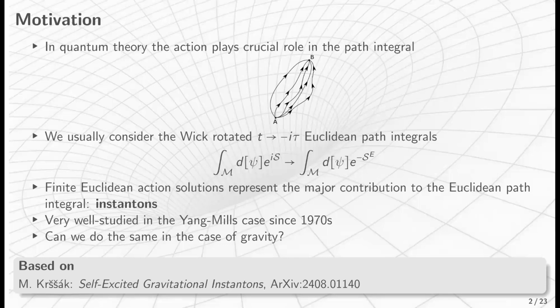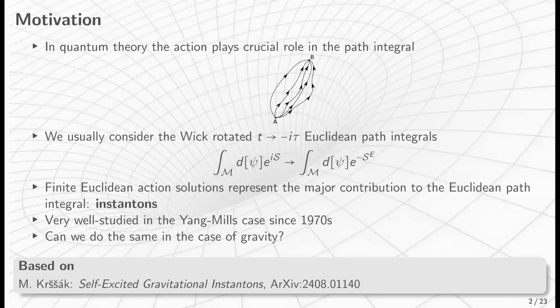So when you see this Euclidean path integral, you can immediately see that only those solutions of your field theory which have finite Euclidean action will contribute. In a semi-classical approximation, they will have the major contribution to this Euclidean path integral, and they will be the dominant contribution. These finite Euclidean action solutions are what we call instantons. This was discovered in the 1970s in the Yang-Mills case, and it's a very big part of the success and the story of Yang-Mills theories.